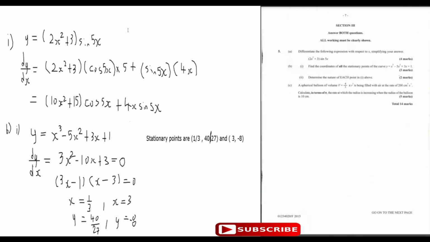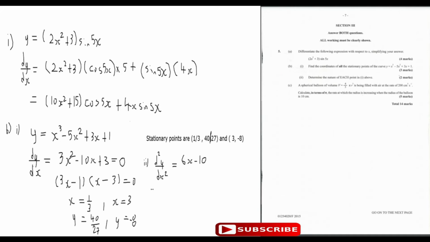Now, if these are the stationary points, what next should we do? It says determine the nature of each stationary point. The nature of each stationary point is found using d2y by dx squared. To find d2y by dx squared, it's going to be 6x minus 10. That's the second derivative. So this is part two. All you're going to do is plug in the x value at each stationary point into this.